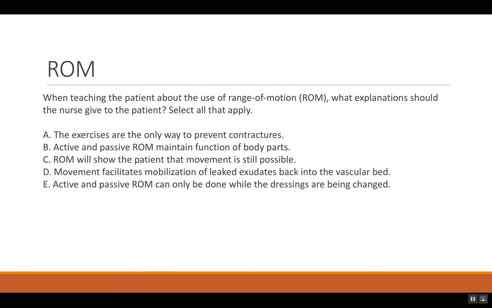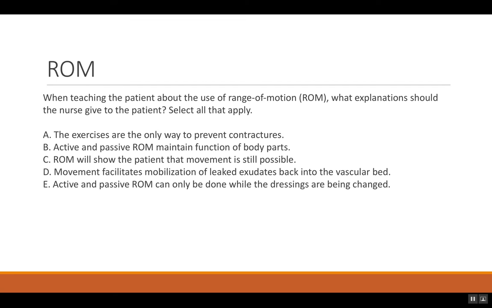Range of motion. So when teaching a patient about the use of range of motion, what explanation should the nurse give the patient? Select all that apply. The answer to this is B and C. Active and passive range of motion maintains the full function of body parts and reassures the patient that movement is even possible. These are explanations that should be used. Contractures are prevented with range of motion as well as splints. Movement facilitates the mobilization of fluid and the interstitial fluid back to the vascular bed. Although it's good to collaborate with physical therapy to perform range of motion during dressing changes.